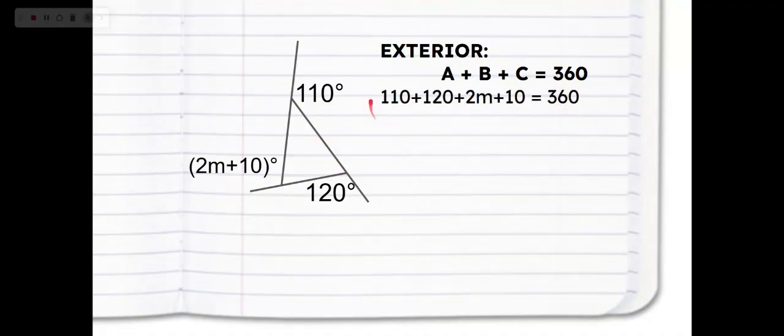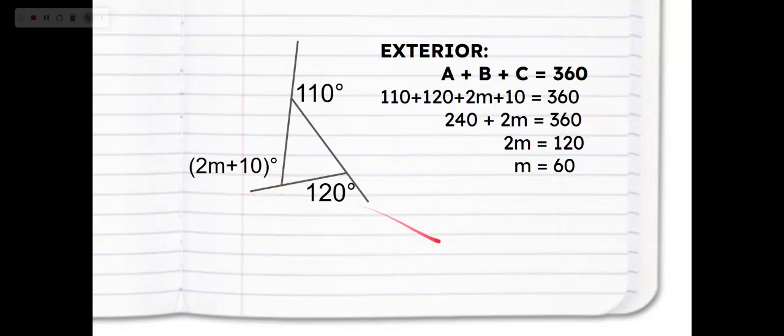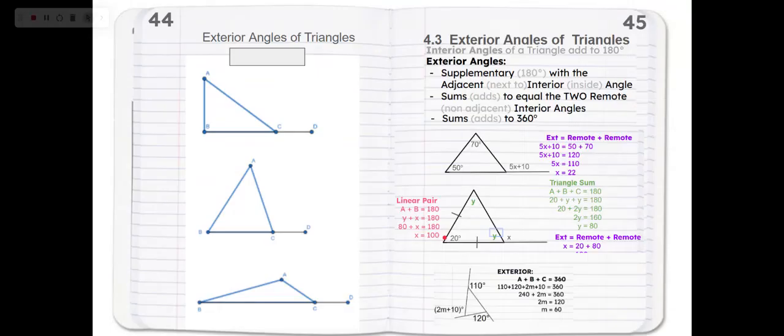So when I plug them in, I have this algebra problem. I'm going to combine like terms. 110 plus 20 plus 10 is 240, and then plus the 2m. I'm going to subtract 240 from both sides, so I have my variable almost all alone. Divide by 2, and I get m equals 60. And from there, yes, you could still find the interior angles if you wanted to. That's another way. I could have said this is 70, this is 60, solve for this angle right here, and then make that a linear pair. That's another way to do it, and that is correct.